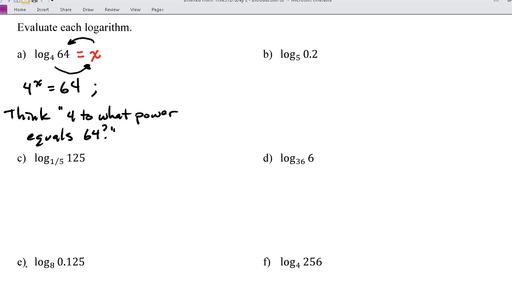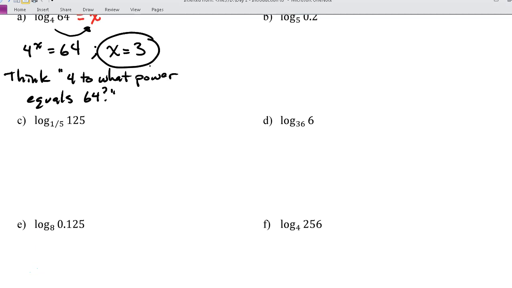But 4 to the third is going to be 64, which means that x is equal to 3. Okay, if you want to pause the video and try and do part B, otherwise we can work through these 3 examples on the left, and then you can pause the video and work through the 3 examples on the right.